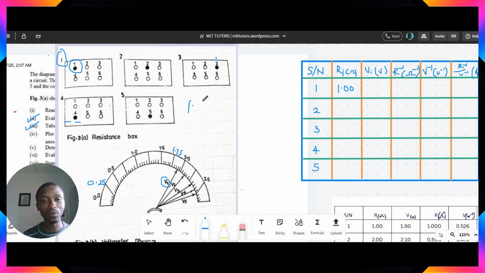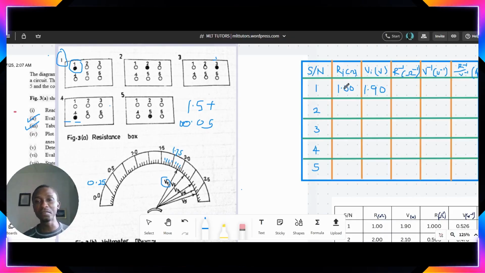So if this is 1.5, then 1.5 plus 0.05 should give us 1.55. So if this is 1.55, here is 1.6, here is 1.65, here is 1.7, okay, 1.75, that's correct. So this will be 1.8, this is 1.85, and this is 1.90. So the voltage will be 1.90. So each of those small calibrations actually represents 0.05.